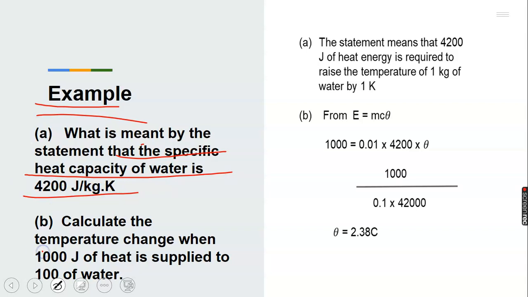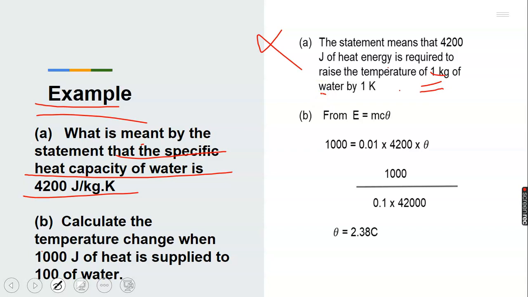B. Calculate the temperature change when 100 joule of heat is supplied to 100 grams of water. Now, look at the first one. The statement means that 4,200 joules of energy is required to raise the temperature of 1 kilogram of water by 1 Kelvin.